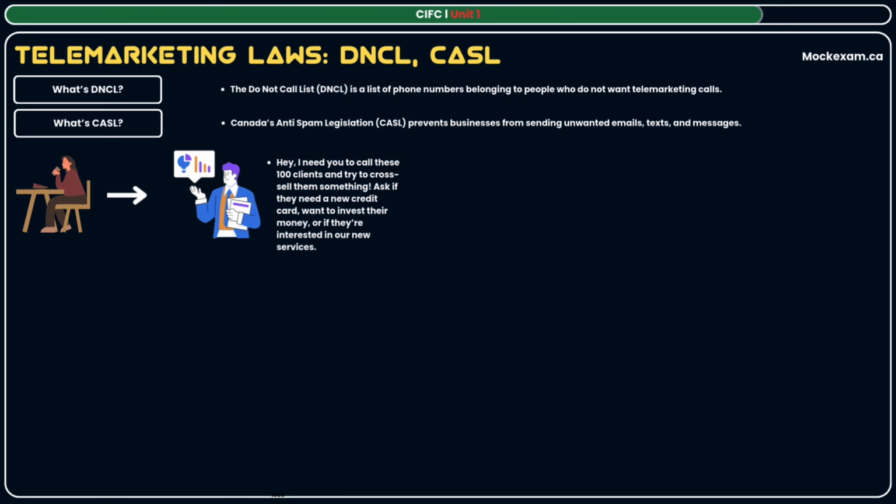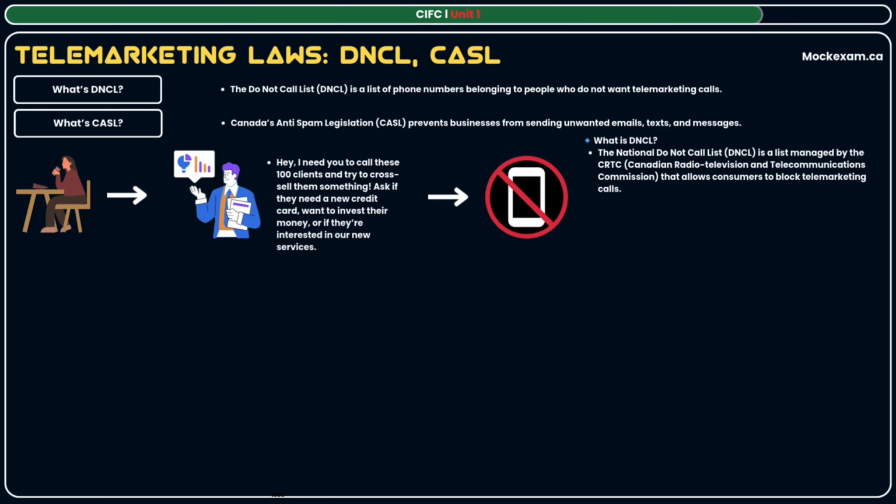With this scenario in mind, let's define DNCL. The National Do Not Call List is a list managed by the CRTC. What's the CRTC? The Canadian Radio-television and Telecommunications Commission, which allows consumers to block telemarketing calls. So we have a list called the DNCL list, and this list is managed by the CRTC. Simple.